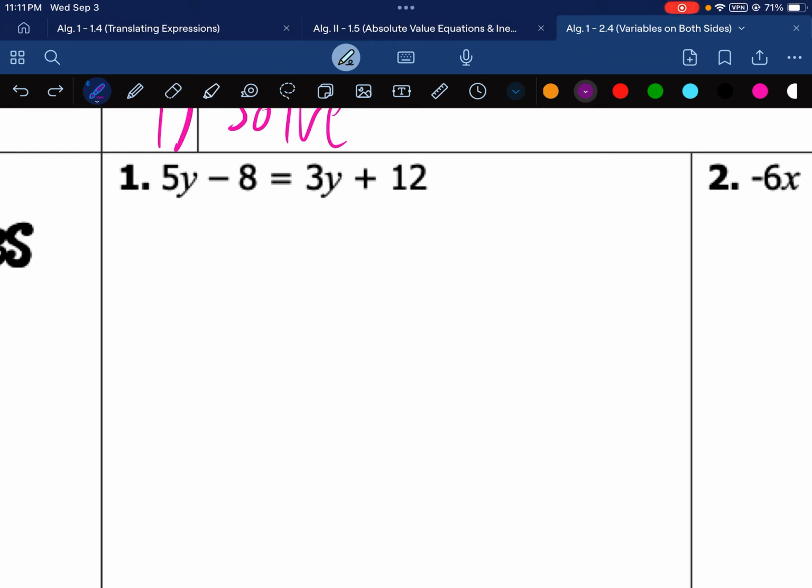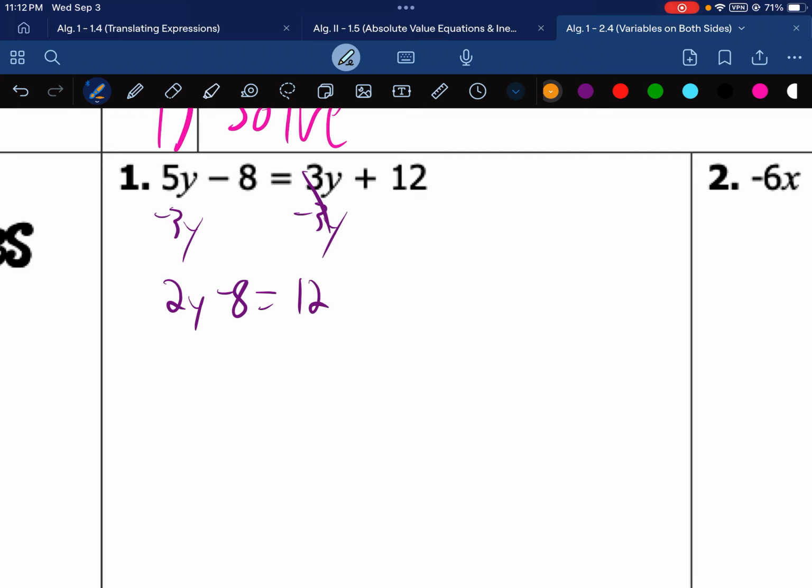If I were to perhaps move the 5y from left to right, which I'm going to erase in just a moment, just so you guys know, I'll get negative 8 equals negative 2y plus 12, and that works just fine. I could also subtract 3y from both sides and get 2y minus 8 equals 12. Now I prefer this one, so I'd encourage you to write this down.